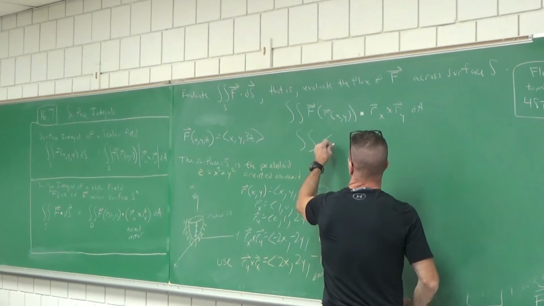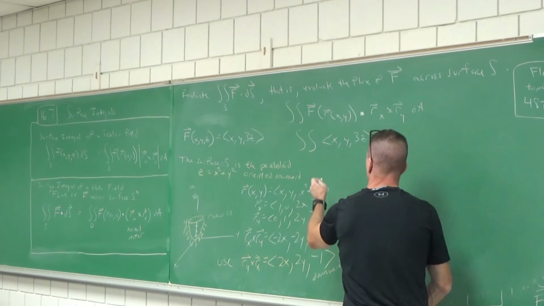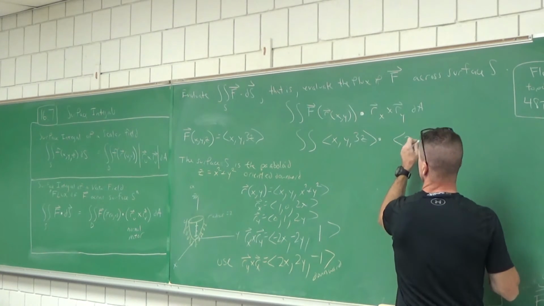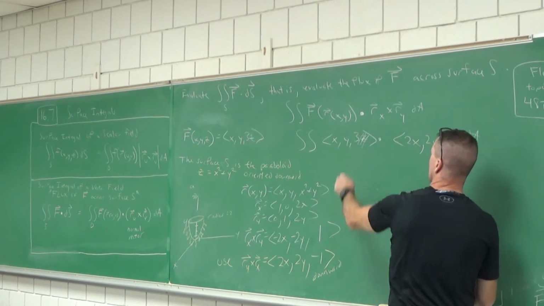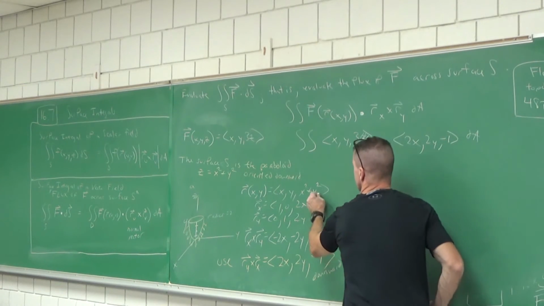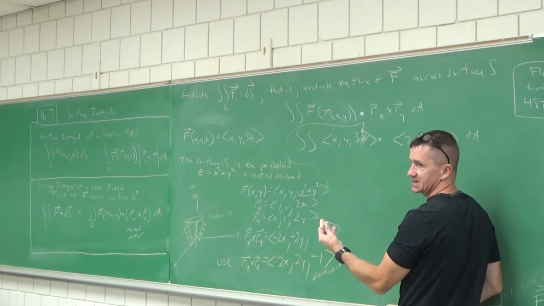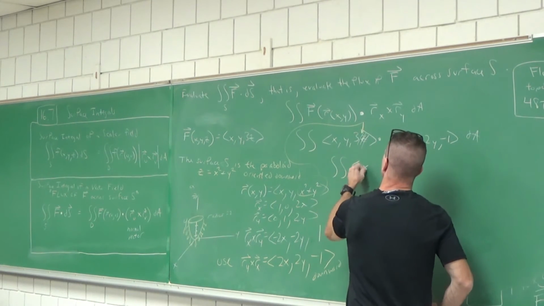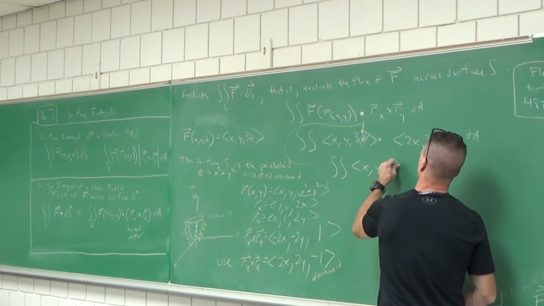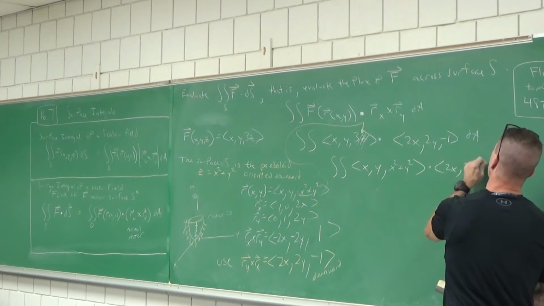What's this? x, y, 3z. And I'm dotting it with what? 2x, 2y, negative 1, dA. But what goes right here? x squared plus y squared. This gets substituted there, but the x stays the x, the y stays the y. So now what do I have? x, y, x squared plus y squared, dot product with 2x, 2y, and negative 1.